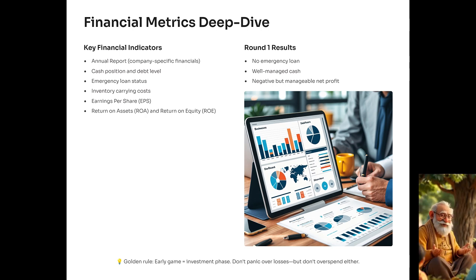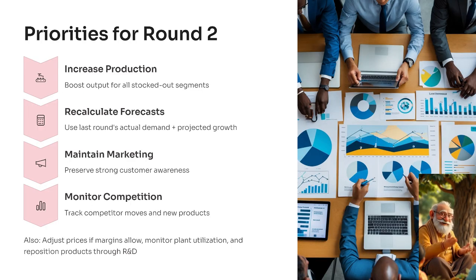Part 10. What to improve in the next round. Let's wrap up with clear, actionable priorities for round 2. 1. Increase production across all stocked-out segments. 2. Recalculate sales forecasts using last round's actual demand plus projected growth. 3. Maintain strong marketing investment to preserve customer awareness.